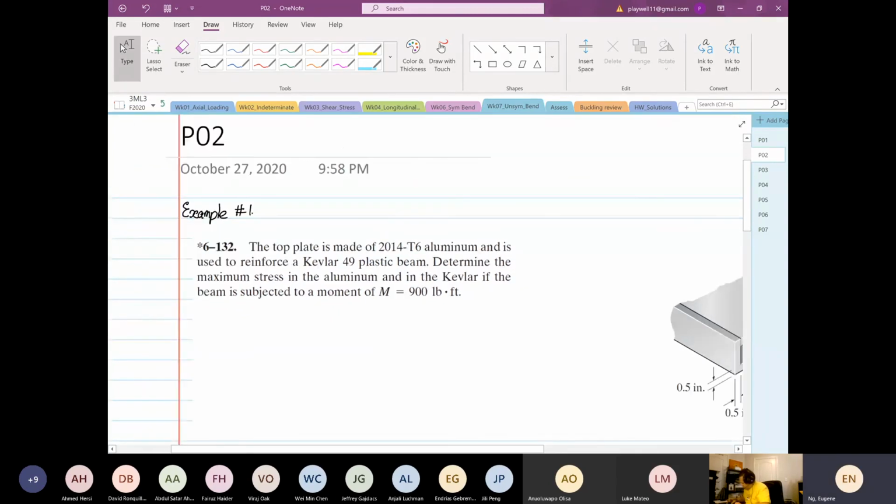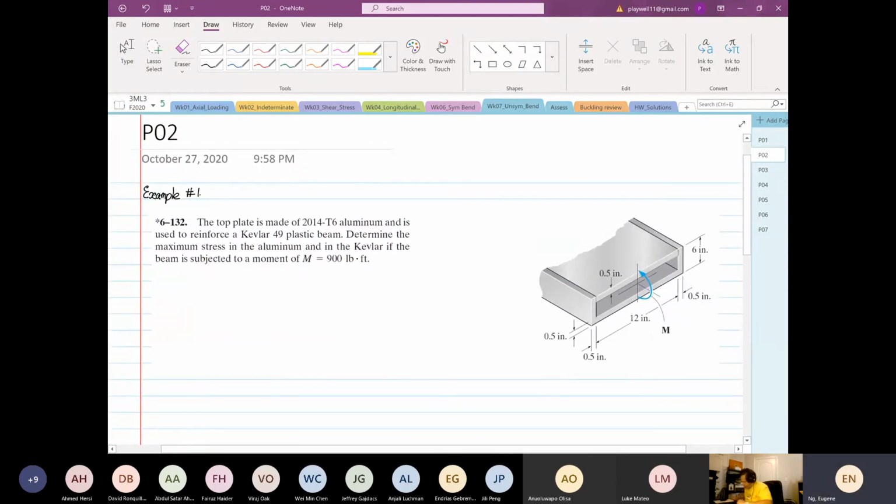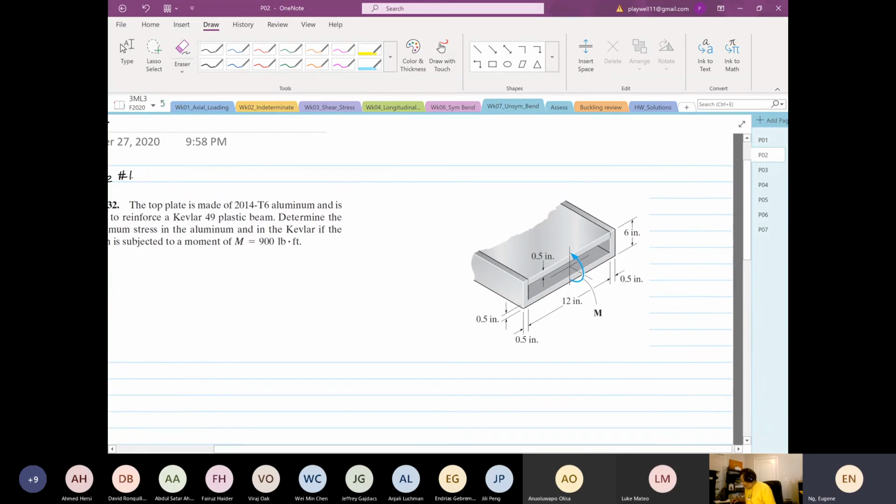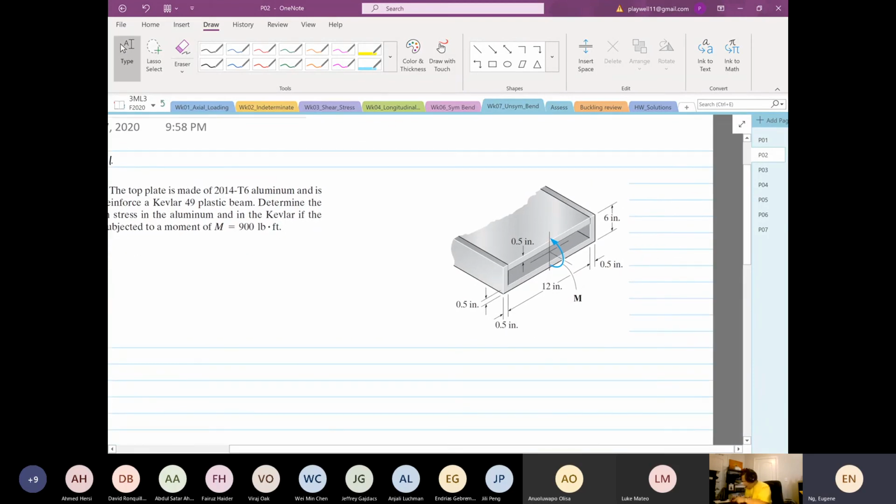If you look at the example, the top plate is made of aluminum and is used to reinforce a Kevlar 49 plastic beam. Determine the maximum stress in the aluminum and in the Kevlar if the beam is subjected to a moment of 900 pound-feet. So we have a moment. You can see a moment down here.